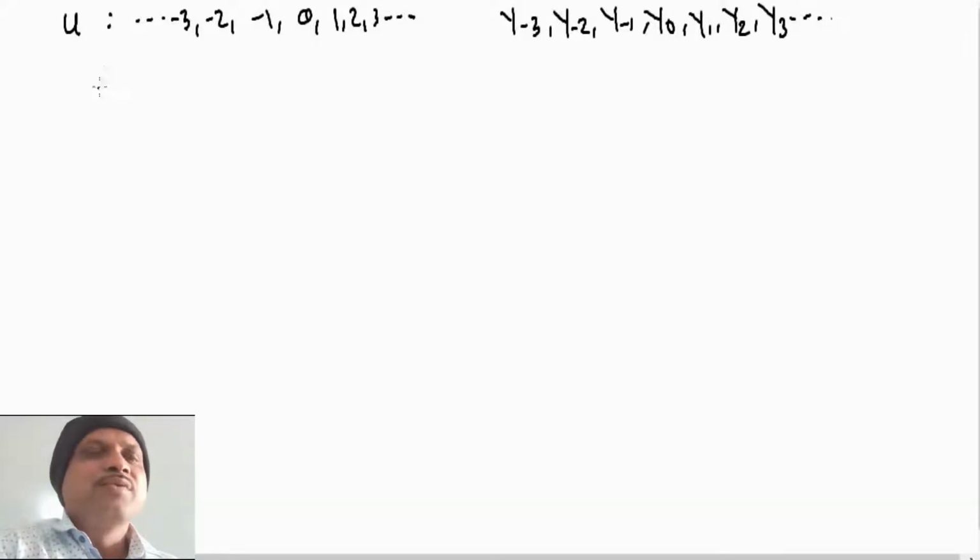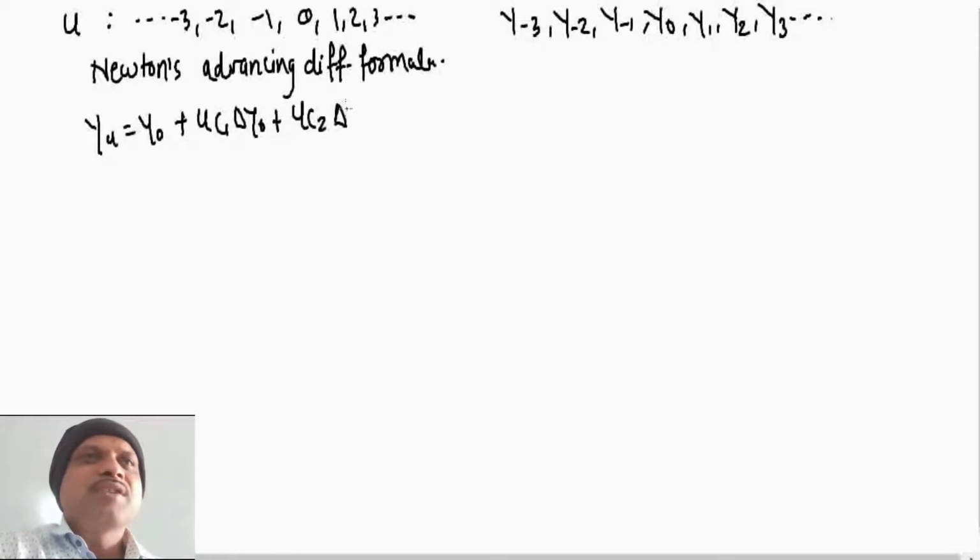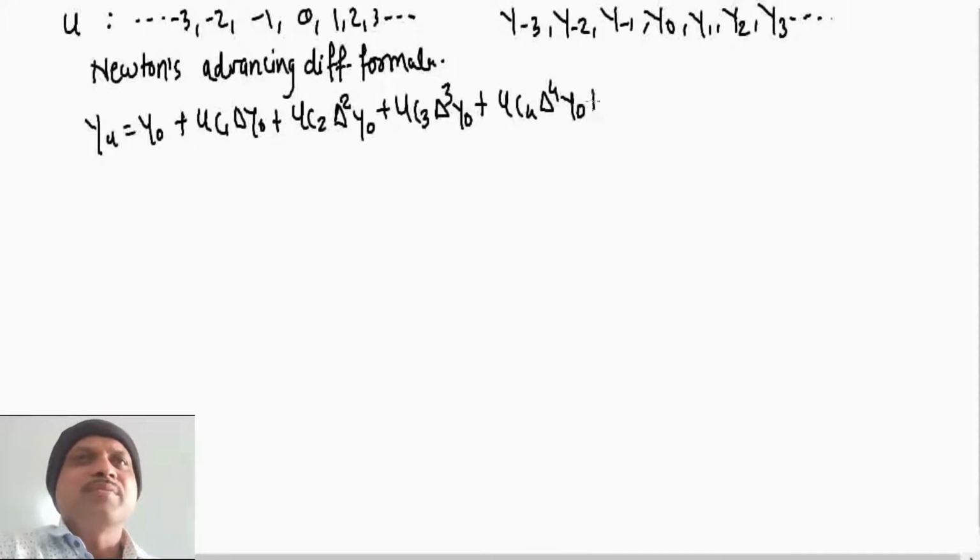Remember once again Newton's advancing difference formula. This is required to derive the formula, and it is very simple. y at u equal to y0 plus uC1 delta y0 plus uC2 delta square y0 plus uC3 delta cube y0 plus uC4 delta raised to 4 y0 plus and so on.